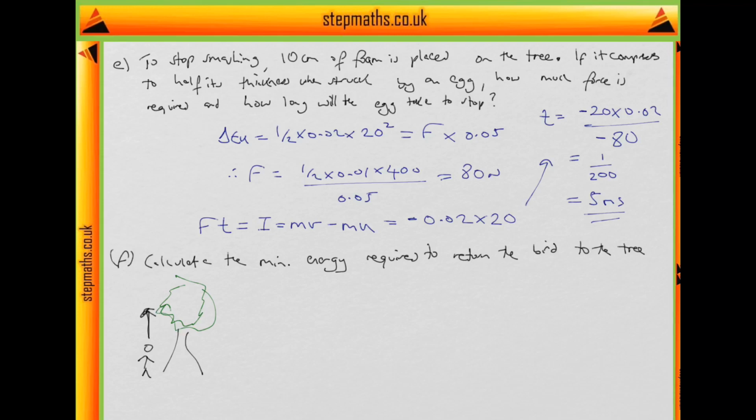So that means that the minimum energy is equal to the mass, well, that's now his mass plus the mass of the egg, times g times the height, that's 20. He must move up 20 meters from the bottom to the top. And that's equal to 2 times 10 to the 4 joules, or 20 kilojoules.